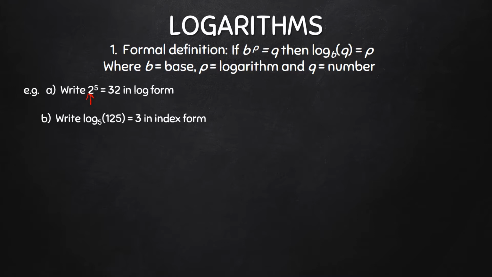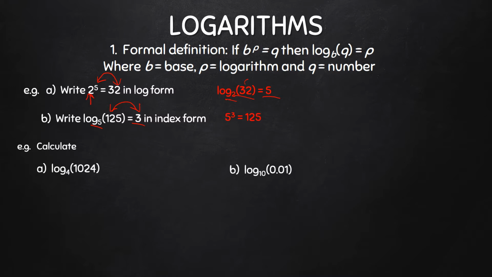What happens with the other two numbers? They tend to swap over the sides of the equal sign. So we're going to change it to log. The base is 2, the 32 and the 5 have swapped over sides. If we're writing it in index form, with exponents, our base is 5, under the power, which is 3, because these are going to swap over, equals 125. So the 125 and 3 have swapped over spots on the equal sign.